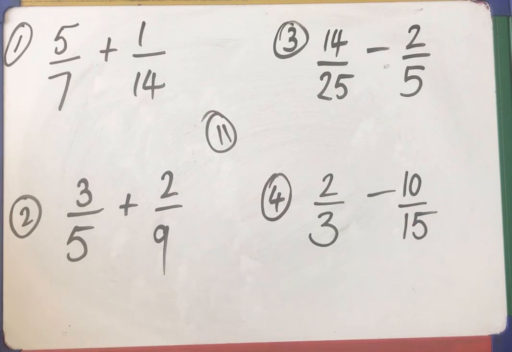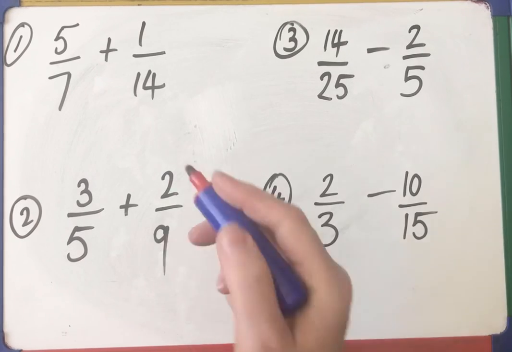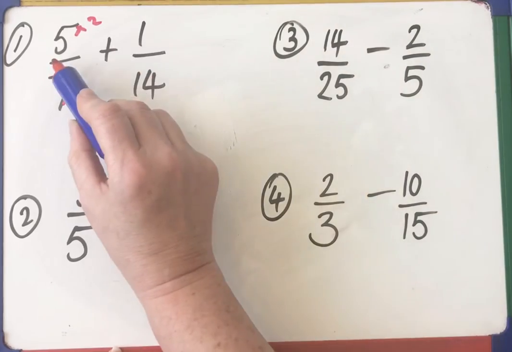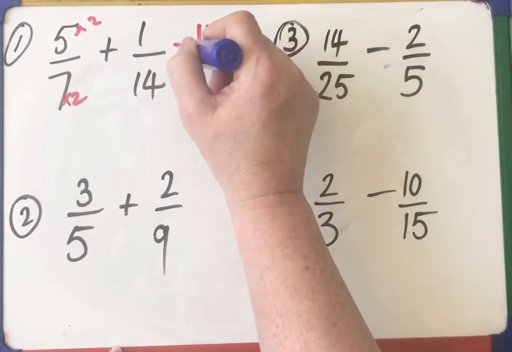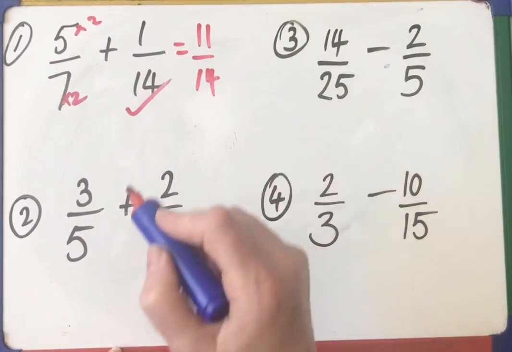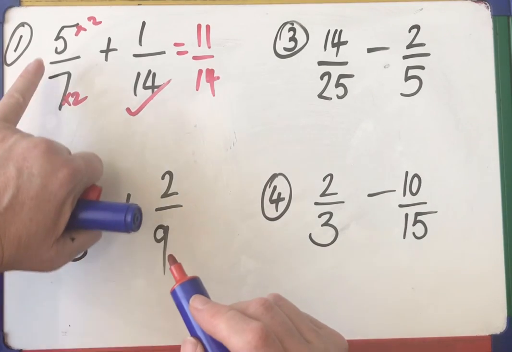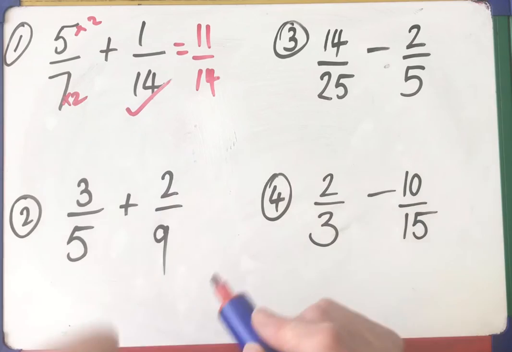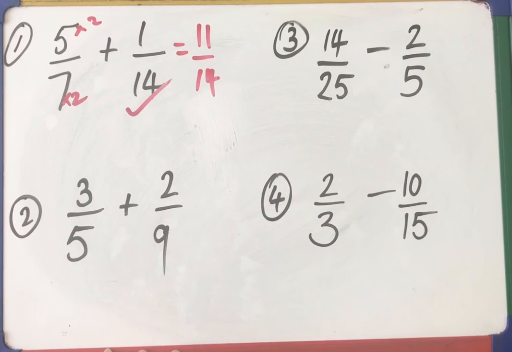Okay, so you've had a go at these and let's have a look at the answers. Well, first one, this is handy, I can just double. So 10 plus 1 is 11 out of 14. I hope you got that right. I doubled the denominator, doubled the numerator, and I had 10 of them plus 1 of them is 11/14.